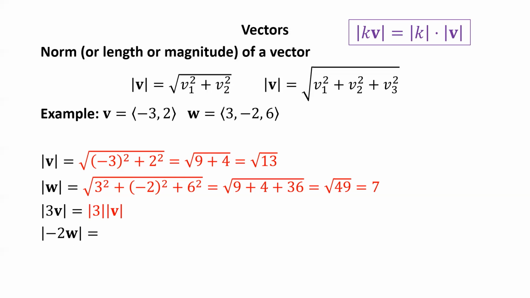So using this rule, we see that the length of 3v is the absolute value of 3 times the length of v. The absolute value of 3 is just 3, and the length of v we found previously to be the square root of 13. And we are done. Similarly, the length of -2w is the absolute value of -2 times the length of w, which is 2 times 7. Notice the absolute value of -2 is +2, right? Absolute values can never be negative. And 2 times 7, finally, is 14.